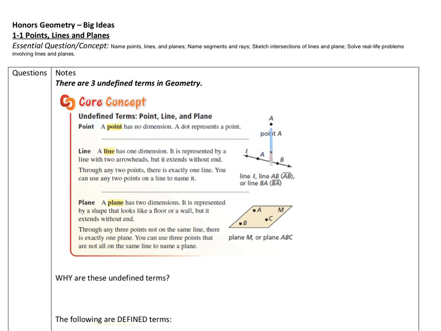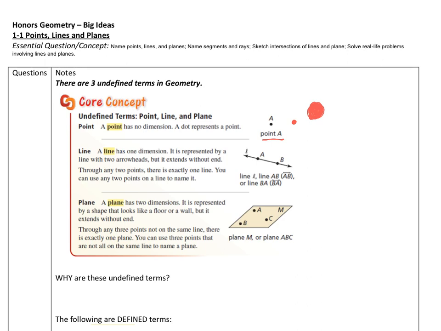So what do I mean by no dimension? Well, what if I made my point this big? What if I made my point that big? What if my point was the size of an atom? And I'm talking about that. What if my point was the sun? What if my point was a galaxy? So it has no size and there's no dimension to it. We typically represent it with just a dot, and we label that dot. We'll call it point A.